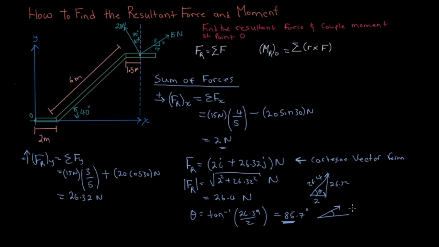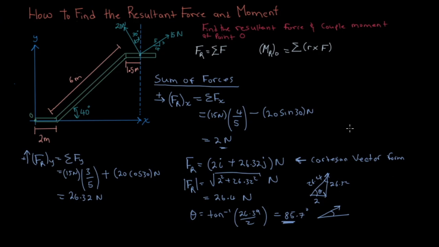Now, of course, you can do it in terms of this angle here too, in which case you would just take the arctangent of 2 over 26.39, because now this would become the adjacent and this would become the opposite. So you'd go 2 over 26.39, and then when you indicate the angle, you would write your angle like that. Okay, so that is the sum of forces.